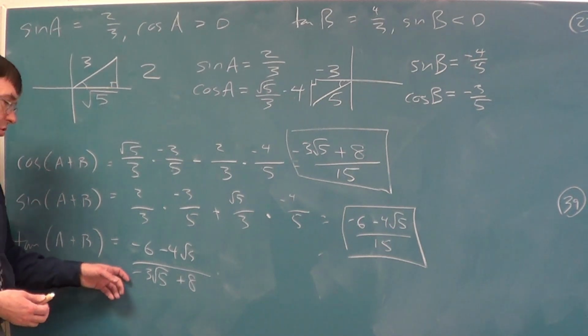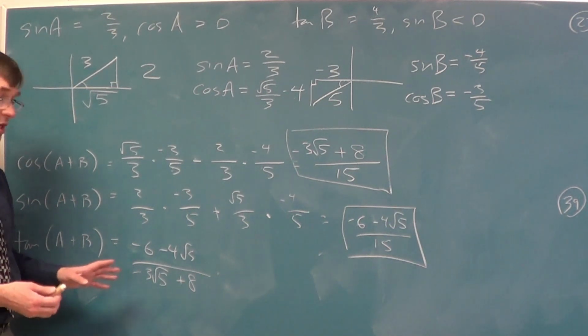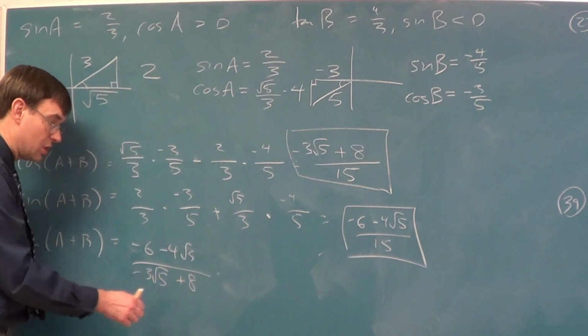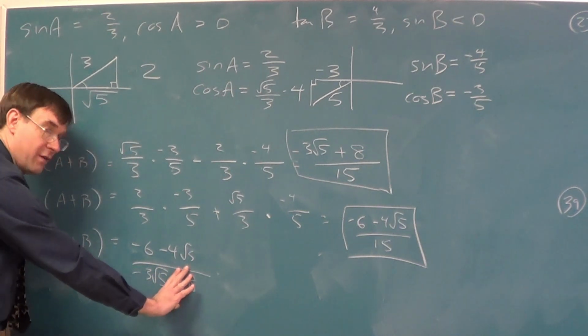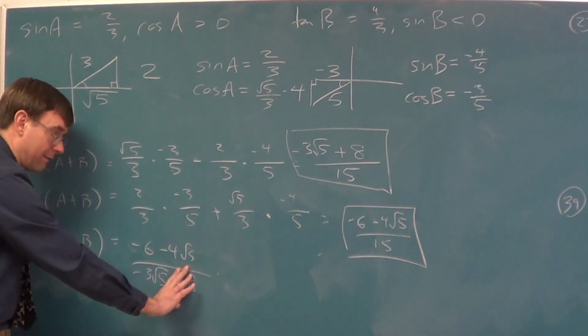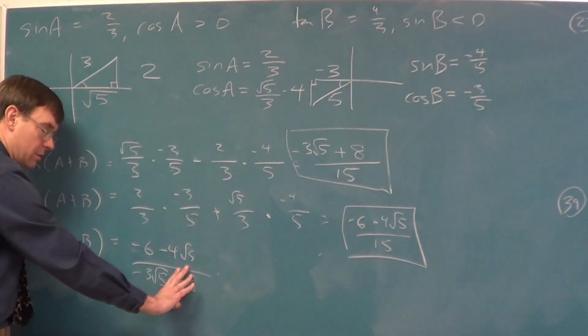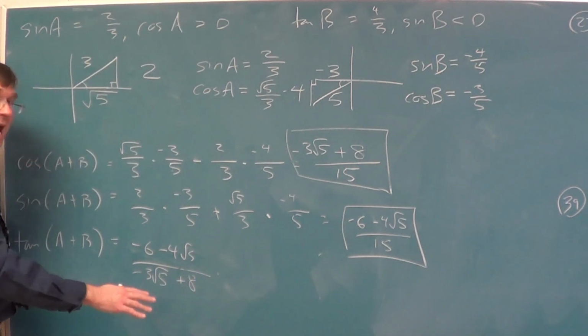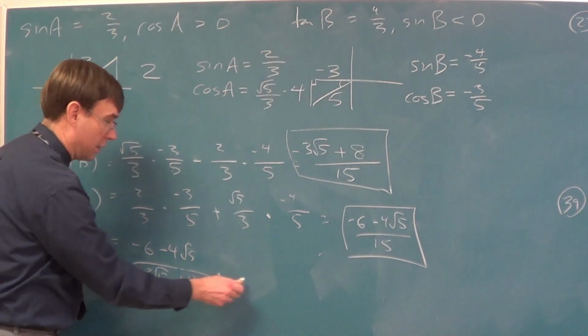Multiply by something close to itself. Conjugate's going to come into play. If it was just on top of the 3 root 5, we'd multiply by a root 5. We wouldn't worry about the 3, because 3 is okay. But we'd multiply by root 5 if that's all we had. But if there's adding or subtracting, we're going to have to go conjugate.